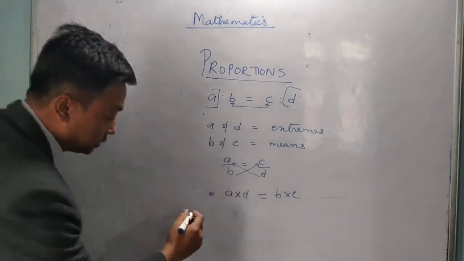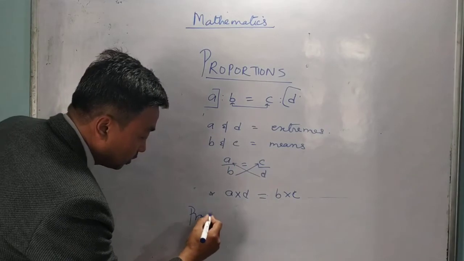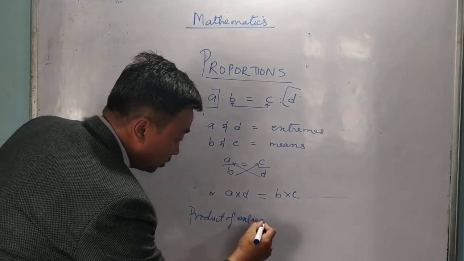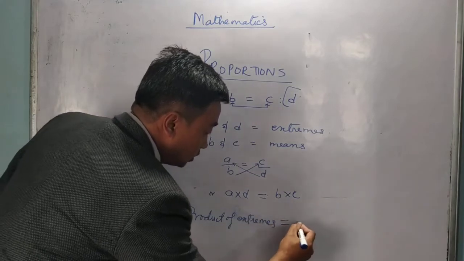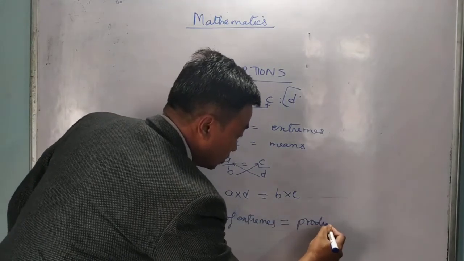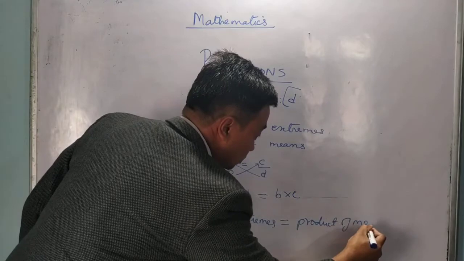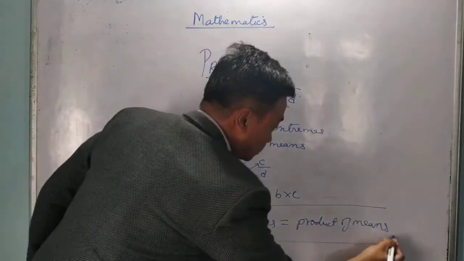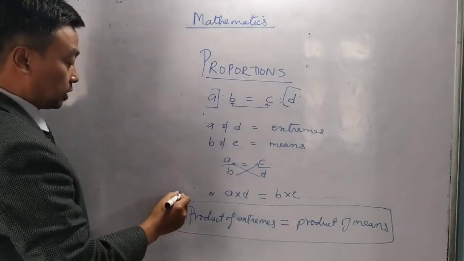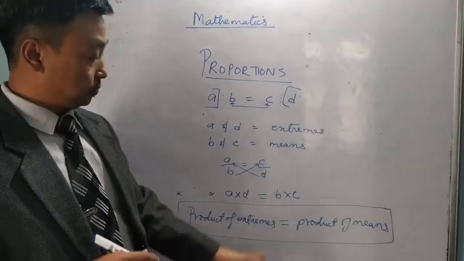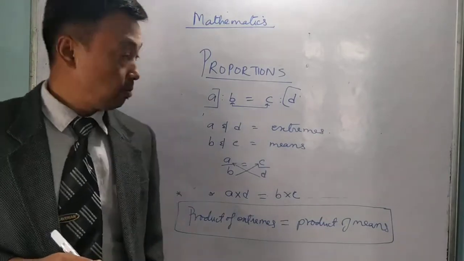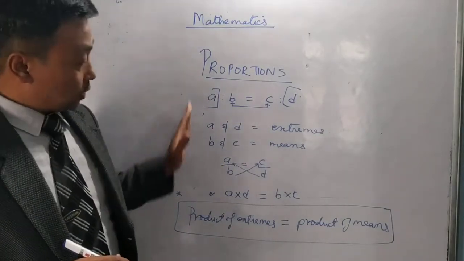So we can also write like this, product of extremes equals the product of means. So this is a kind of formula that you have to apply or use when solving the exercises. So this is quite simple.